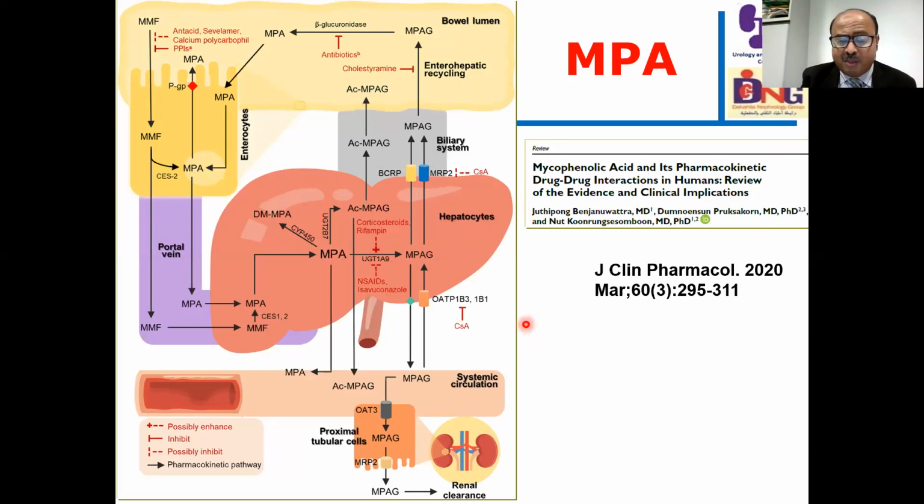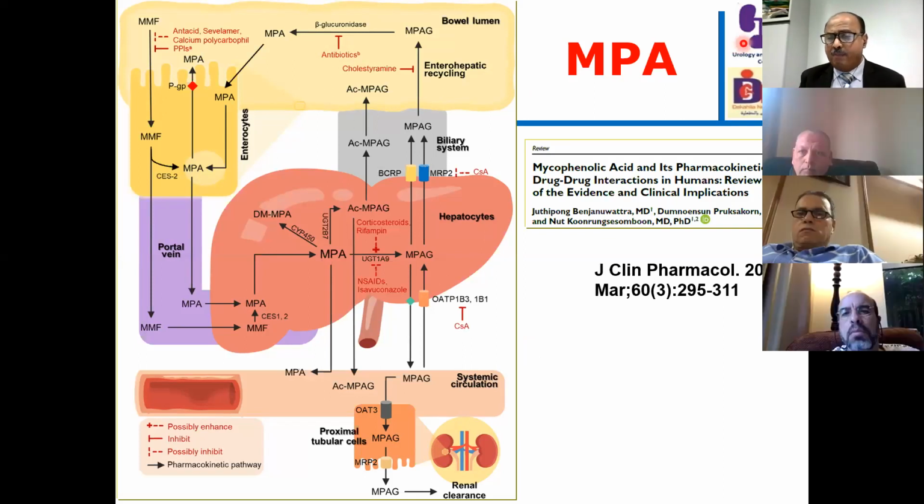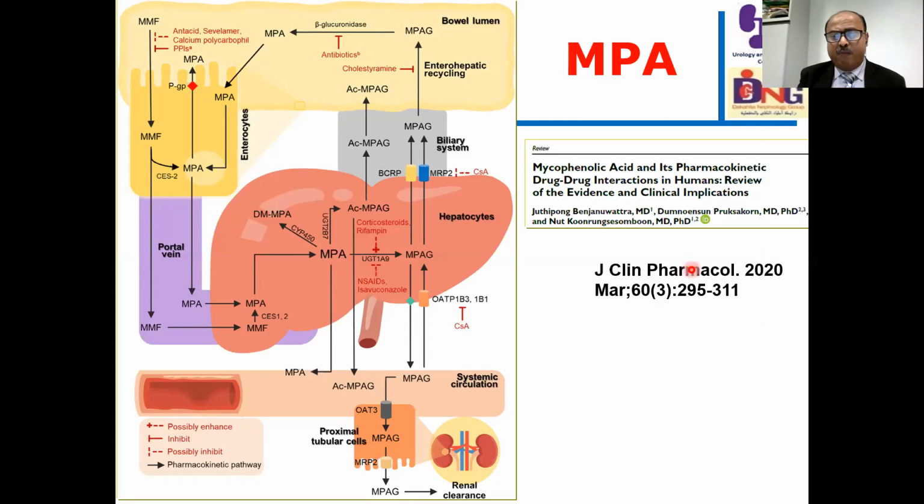Another drug that inhibits enterohepatic recirculation is cyclosporin, and this is very applicable. If you combine the mycophenolic acid producers, either mycophenolate mofetil or mycophenolate sodium, with cyclosporin, please use the standard dose, which is 2 gram mycophenolate mofetil and 1440 mycophenolate sodium. But with tacrolimus, there is no interference. Tacrolimus doesn't interfere with enterohepatic recirculation. So this is why in low immunological risk, we can even reduce the dose of mycophenolic acid to 1 gram MMF and the equivalent mycophenolate sodium.